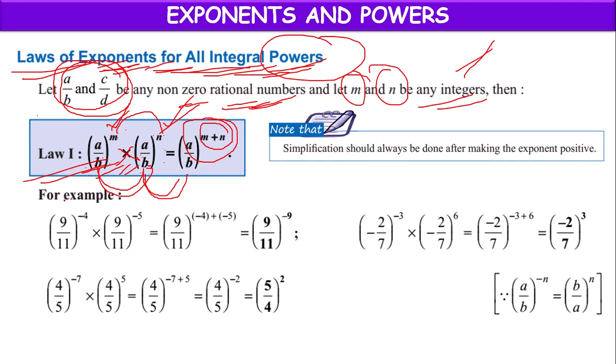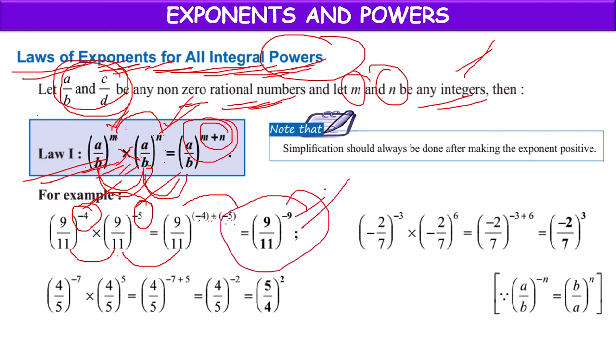So if we have 9 by 11 whole to the power of minus 4 into 9 by 11 whole to the power of minus 5, here the bases are the same and the exponents are different. We write the base one time and take the sum of the exponents. What are the exponents? Minus 4, minus 5. Minus 4 plus minus 5, plus into minus gives minus, so minus 4 minus 5 is equal to minus 9.